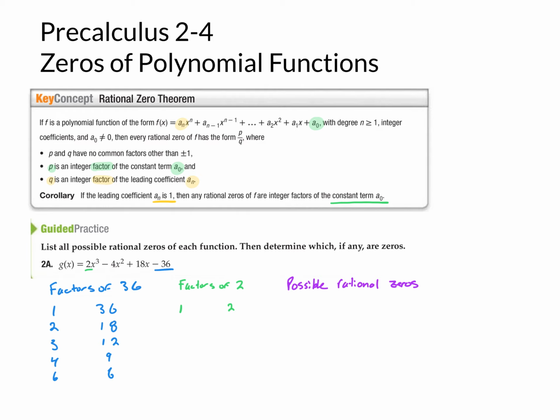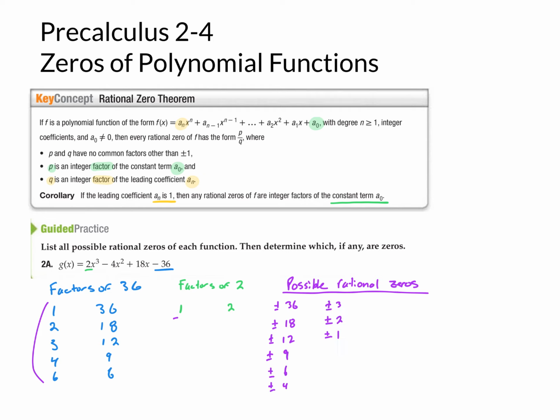So here's an example. Here's practice 2a: 2x cubed, blah, blah, blah, minus 36. So I just need to find factors of this 36, 1 and 36, 2 and 18, etc., and factors of this leading coefficient 2. So I'm going to list all the possible factors here. It's going to be like 36 over 1. I'm just going to go through this list over here, dividing by 1, so I'm going to say plus or minus 36, plus or minus 18, plus or minus 12, plus or minus 9.